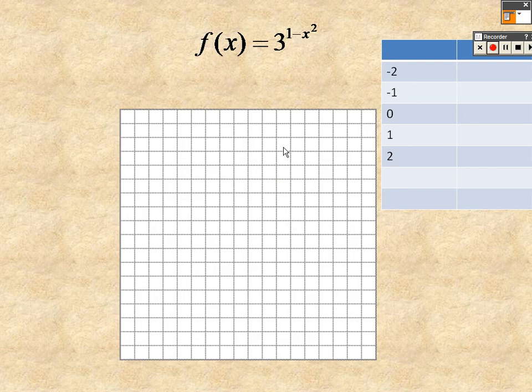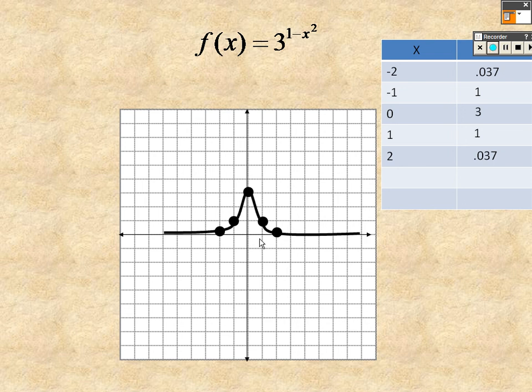And this crazy one up here, just plug it in as a 3, caret sign, parentheses, 1 minus x squared, end parentheses. That all needs to be up in the air. And on your graphing calculator, get these. So negative 2 and a really low decimal, negative 1, 1, 0, 3. 1, 1, 2 with a real low decimal, and you end up getting a graph that looks like that.